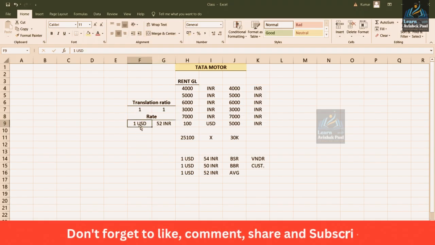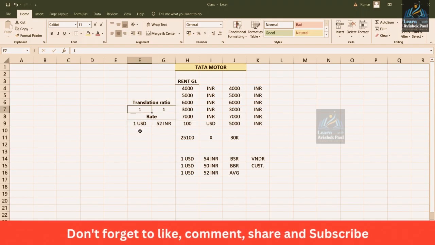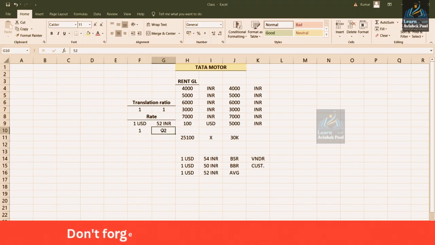So let's suppose here 1 USD equals 52 INR, and in the translation ratio also, this is for USD, so 1:1. So how is the system going to calculate the rate, guys? First of all, this 1 USD is going to be multiplied with this one, and 52 INR is going to be multiplied with this one. So 1 multiply 1, right? So 1 equals 52 multiply 1, so 52 rupees is the value. If you post a transaction worth 1 USD, it is 52 rupees.